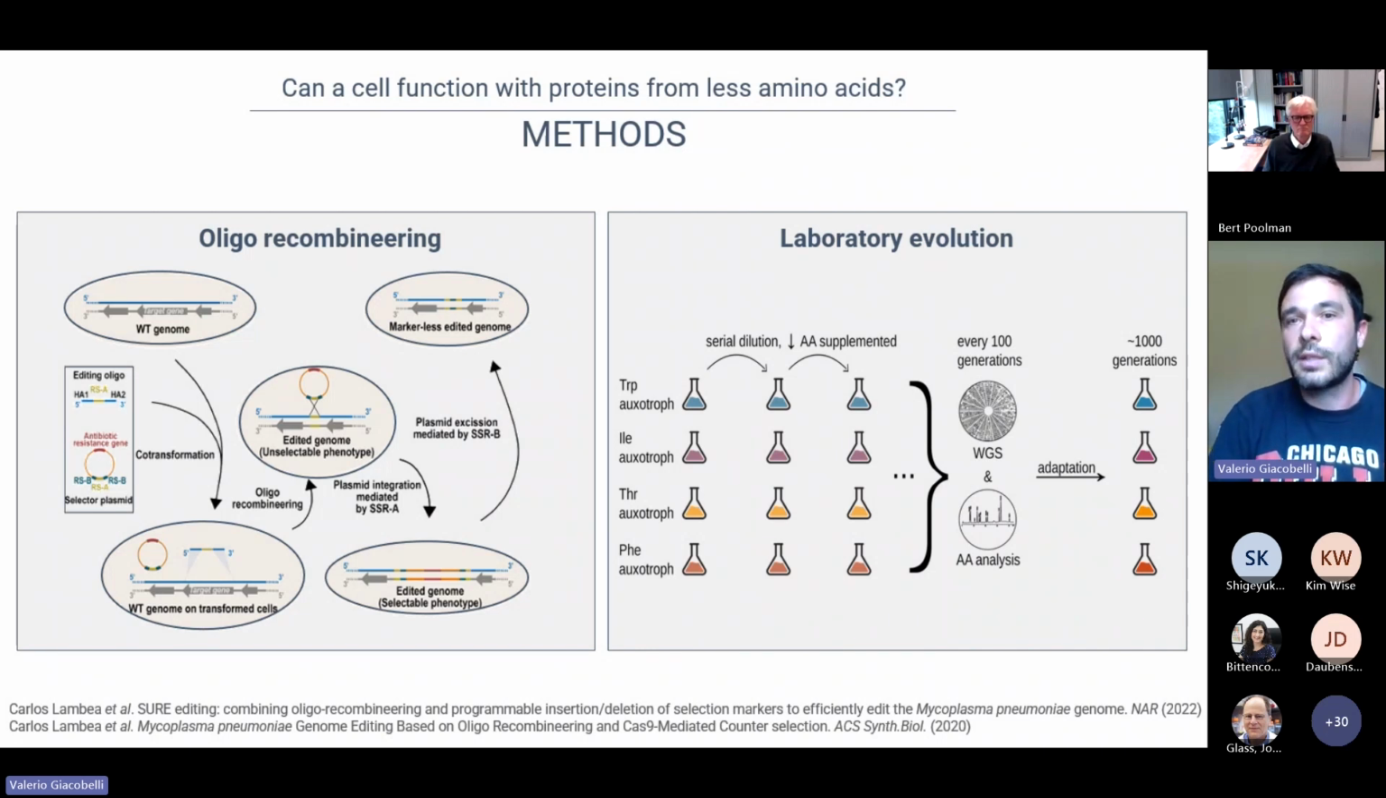In one, we can start with tryptophan, isoleucine, phenylalanine, and so on for each amino acid. And do this library evolution, continuous serial evolution, to see if the microorganism is able to adapt to the absence of the one amino acid and in which way. Of course, our goal is that the easiest way is to reduce the number of that amino acid in the genome, maybe some modification in tRNA synthetase.